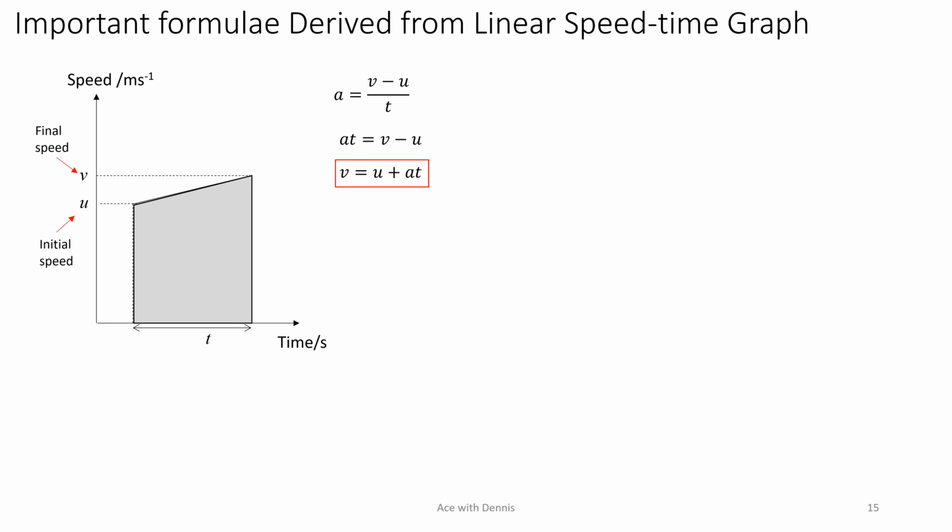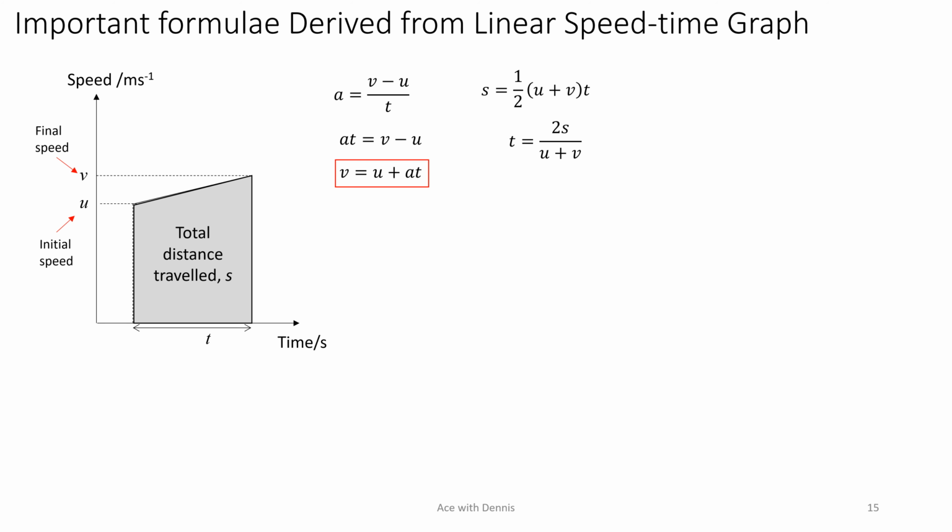Next, this is the area under the graph, which will give you the total distance traveled, s. And we know that this is a trapezium, so we just apply the trapezium formula and we'll get s equals half bracket u plus v times t.